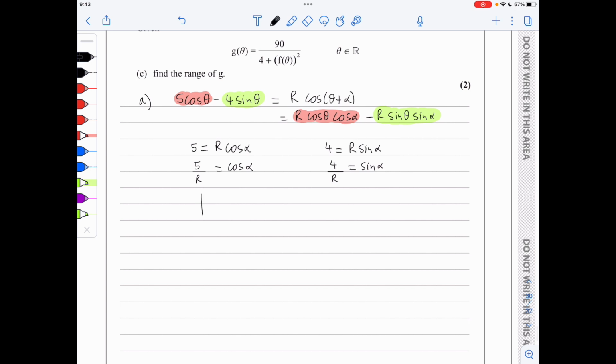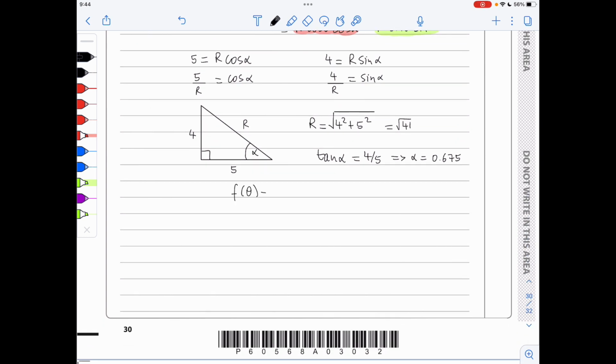It makes sense to draw a right angle triangle here. So we've got alpha here, the cosine is adjacent over the hypotenuse, the sine is opposite over the hypotenuse. So Pythagoras will give me that r is the square root of 4 squared plus 5 squared, which is root 41, and tan alpha is 4 over 5, which means that alpha turns out to be 0.675, to conclude that f of theta is root 41 cos(theta plus 0.675).